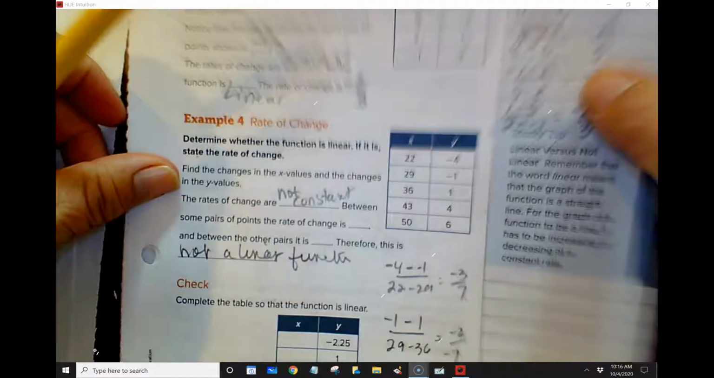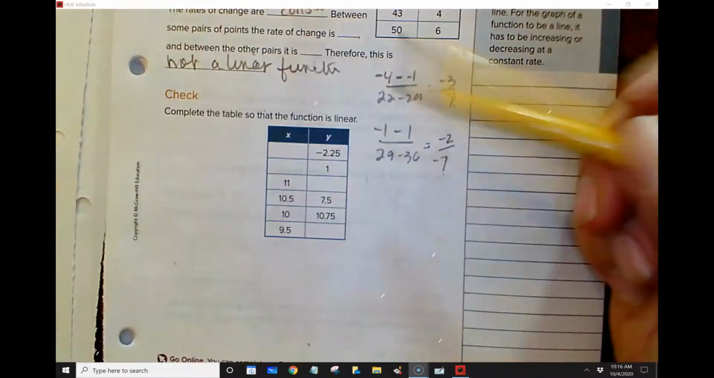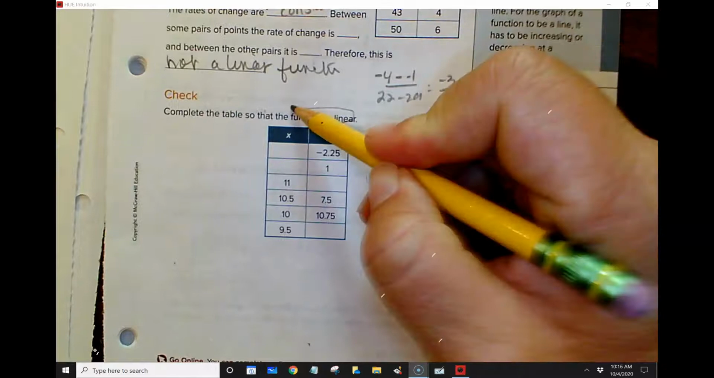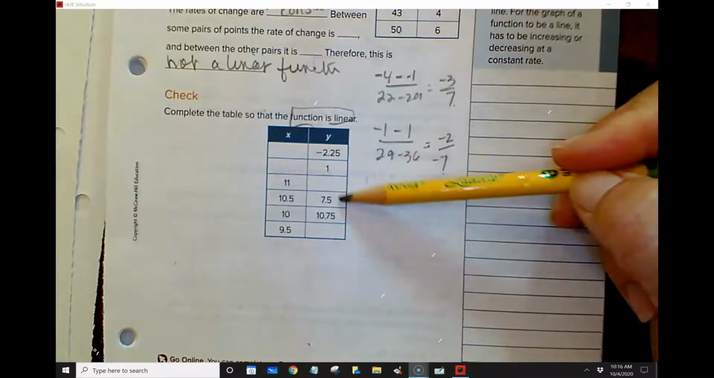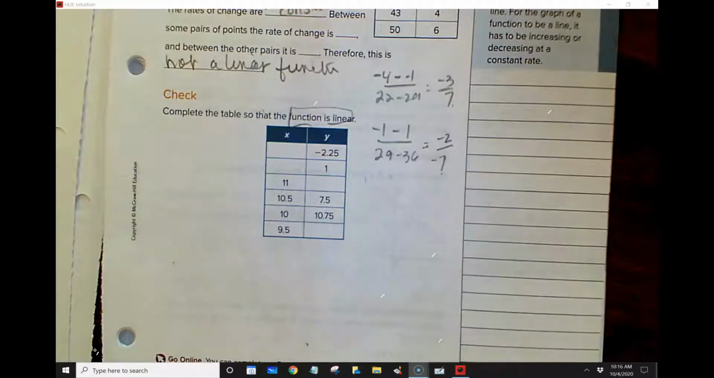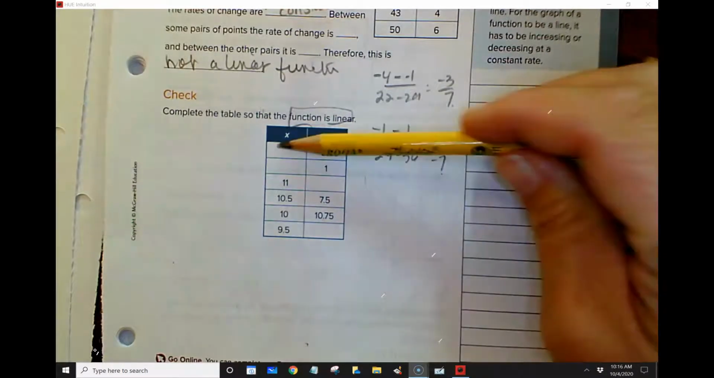Okay, this next one here, they want you to complete the table so the function is linear. So in order for the function to be linear, you have to have the constant rate of change. They've given you enough information here to find out what your rate of change is. So find the rate of change and then put in the values for what it would be in order for it to be a linear function.